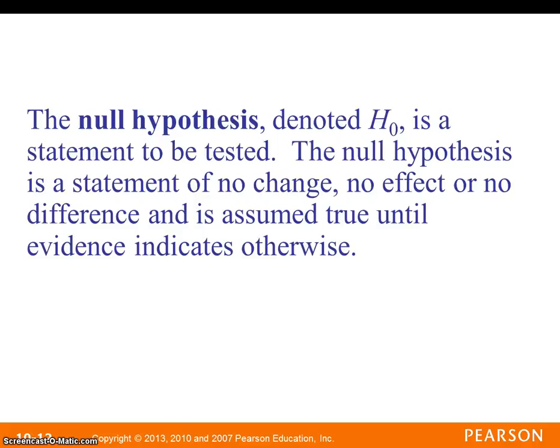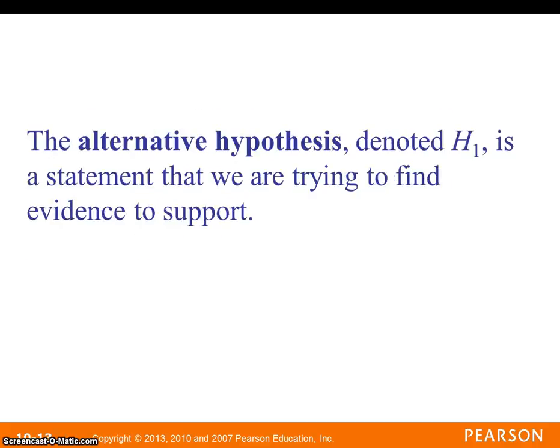So we're assuming that the null hypothesis indicates that the parameter we're looking at, whether it's the population proportion, the mean, or the standard deviation, is equal to something, and that it is not changing. The alternative hypothesis, on the other hand, denoted by H sub 1, is a statement that we are trying to find evidence or support for, that either the parameter that we're looking for has increased or decreased, or is at least changed in some manner.